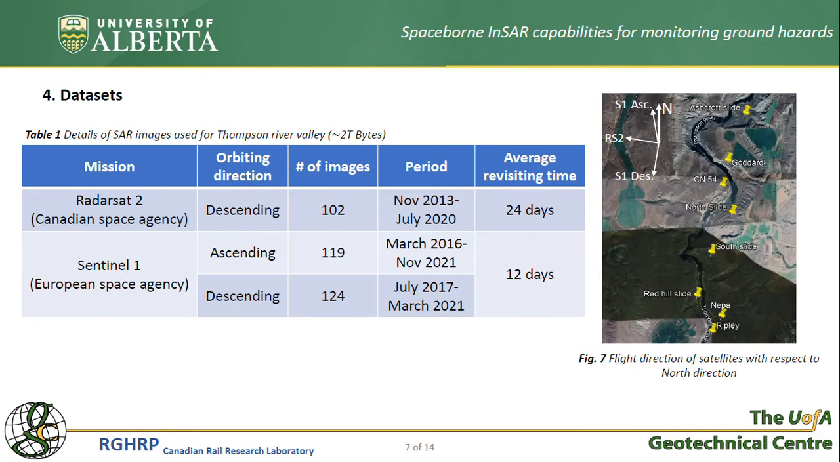More than 300 SAR images archived by RadarSat-2 and Sentinel-1 were processed and studied here. The average revisiting time was 24 and 12 days respectively. On the right you see a plan view of the Thompson River Valley along with the flight direction of these satellites. Sentinel-1, whether ascending or descending, has a near polar orbit which makes a sensor least sensitive to the north component of movement, but luckily we had the privilege of RadarSat-2 to compensate for this. Having three different geometries provided us the opportunity of obtaining three-dimensional displacement vectors.